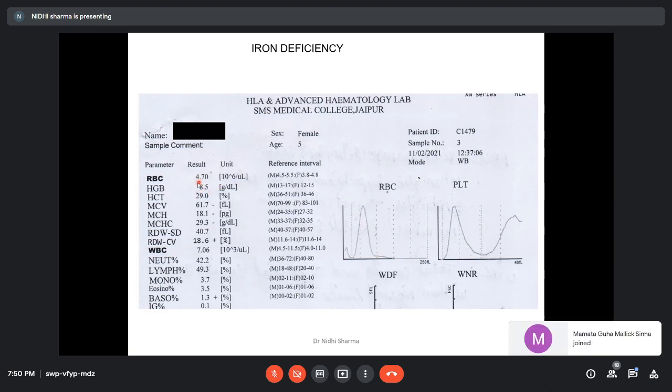So for this patient, the indices are a hemoglobin of 8.5, and my MCV is 61.7, which is supporting my histogram also, that it is a microcytic kind of anemia that I'm dealing with, and I would label it as a case of iron deficiency anemia.